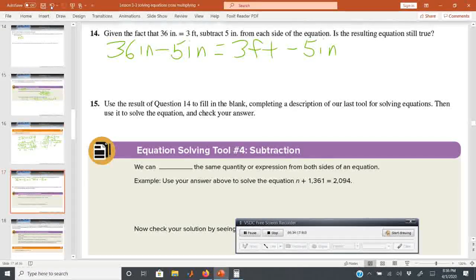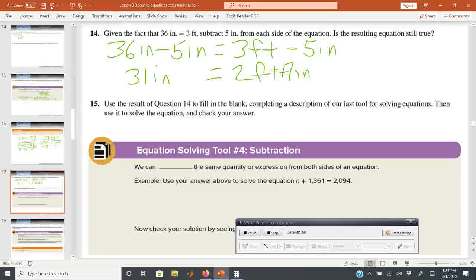Technically, you need to change the 3 feet to 2 feet and 12 inches. And then 12 inches minus 5 inches is 7 inches. And over here we have 31 inches. 2 feet is 24. 24 plus 7 is 31. So 2 feet 7 inches is equal to 31 inches.